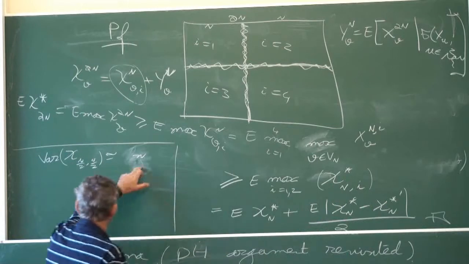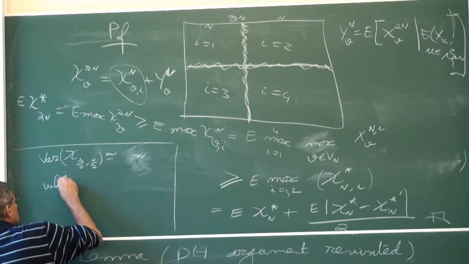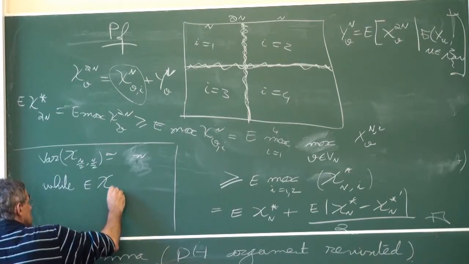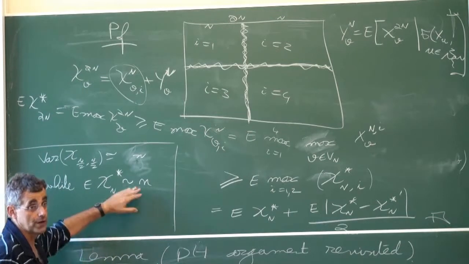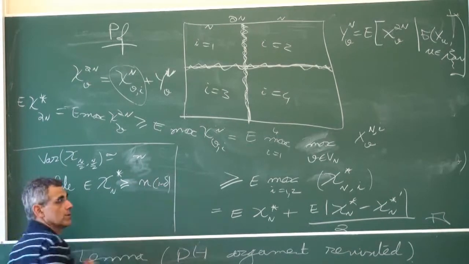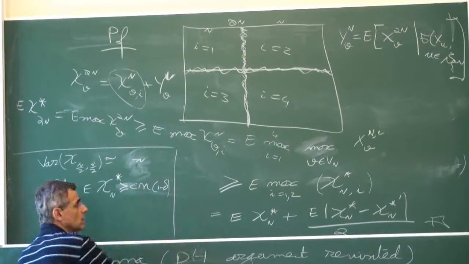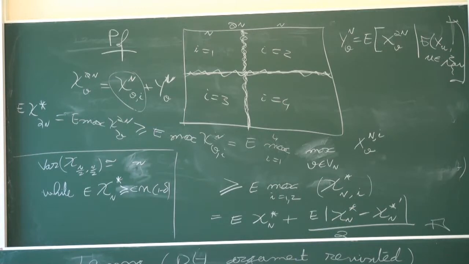So this is of order square root log n, while the expectation of x n star is also of order log n. We will show, well, what we have shown is that this is greater than 1 minus delta times the constant. So certainly it's much larger than the typical point in the middle. Okay.